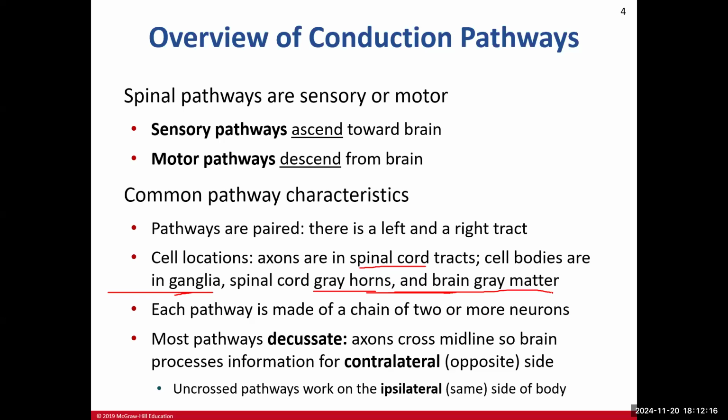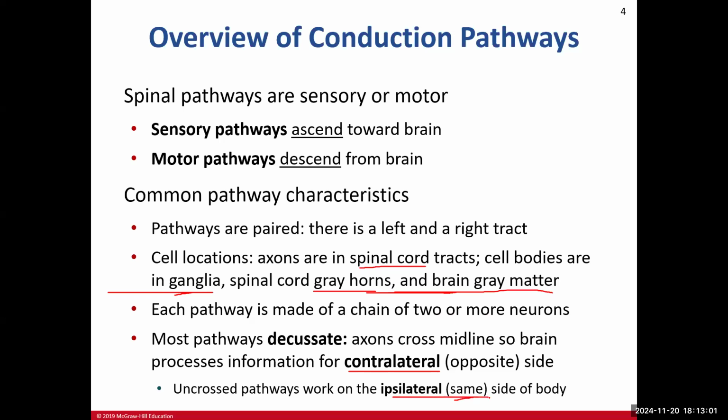And then our final common characteristic is not all, but most of those pathways are going to cross over, or what we call decussate. We all learned about decussation in lab class last class, because we talked about the decussation located in the anterior portion of the medulla oblongata. So most will decussate. That means they're going to carry information to the opposite side of the body. We call that contralateral. Those that don't decussate or cross over will stay what we call ipsilateral, which is the same side of the body. We'll talk about some of those pathways.